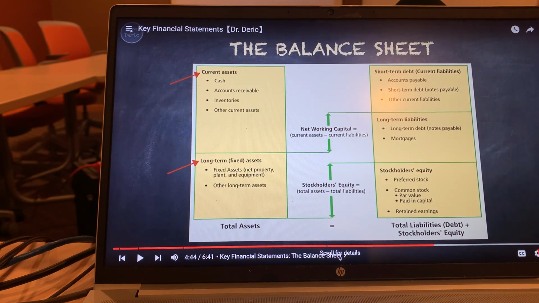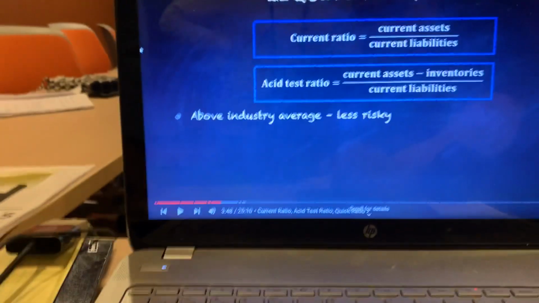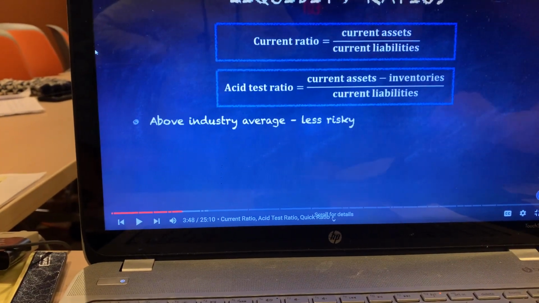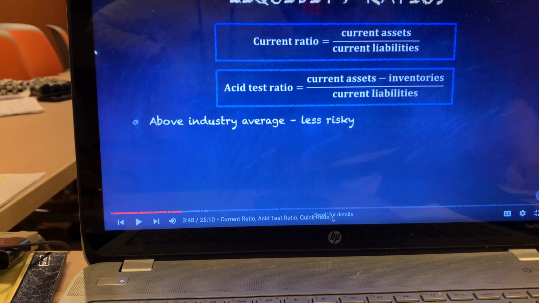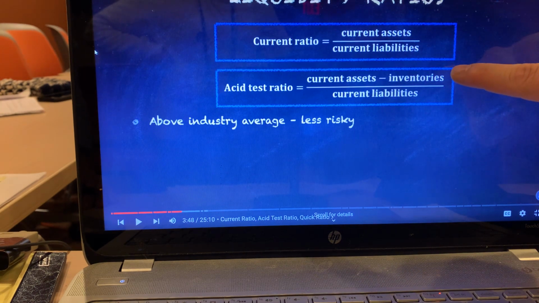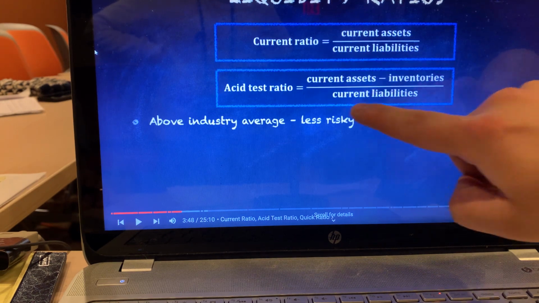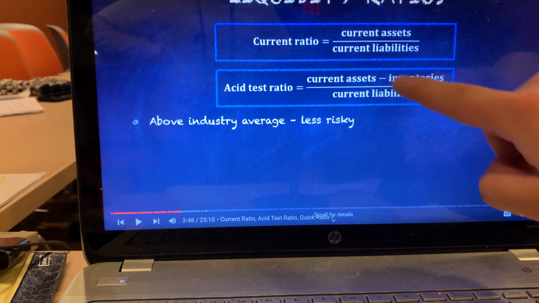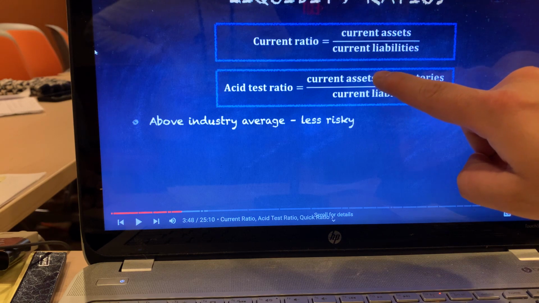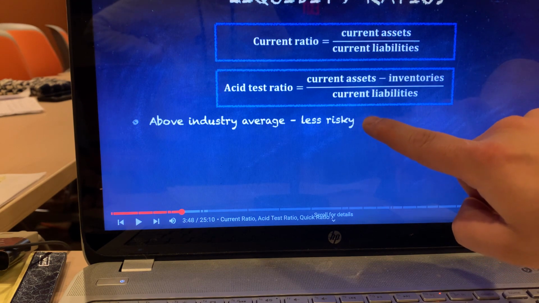Now, you can imagine if we go back to the liquidity ratio section here, if you're above the industry average, that means that the numerator has gone up. And so that means, especially with the acid test ratio, that your current assets must have increased greater than current liability. So you factor out the inventory. So that means you've got much more cash on hand. That means you're more liquid. That means you're less risky than the other companies in the industry.